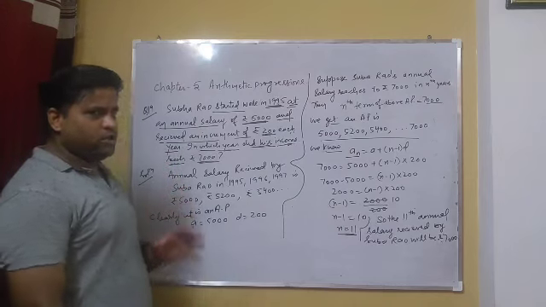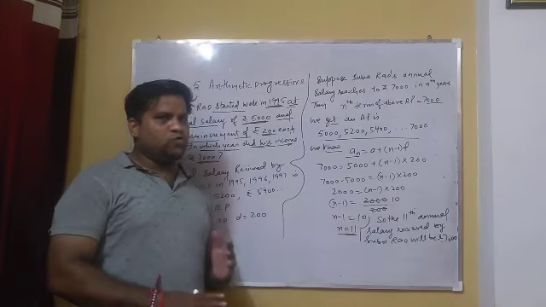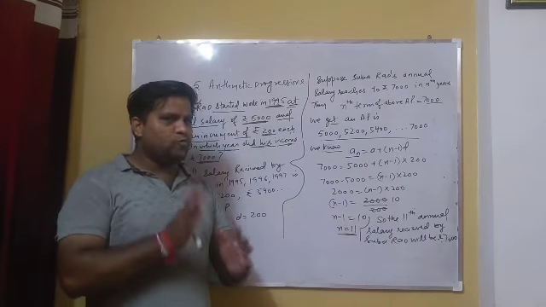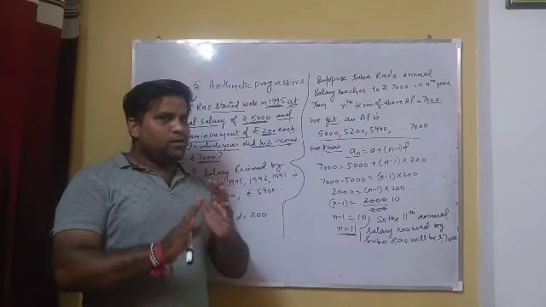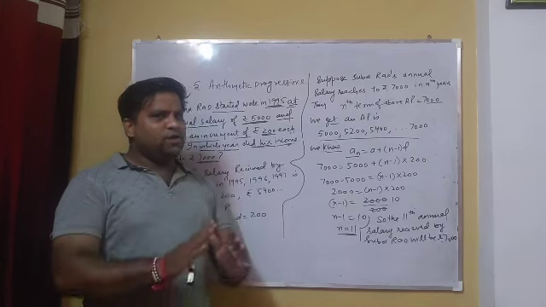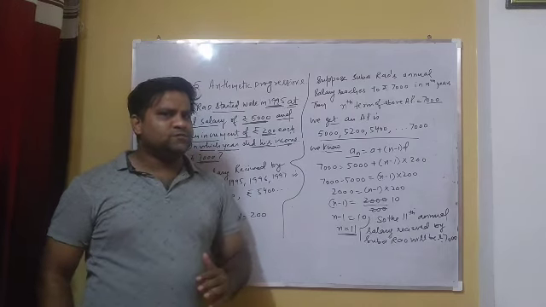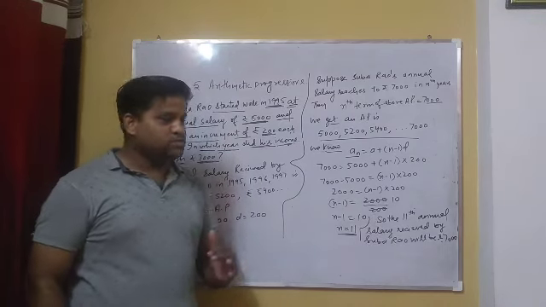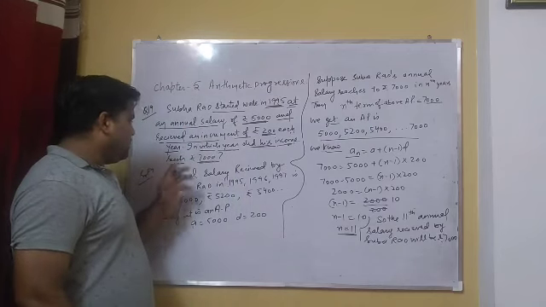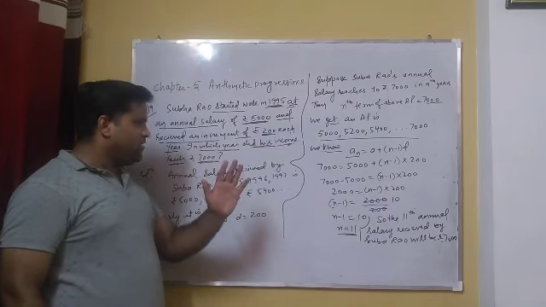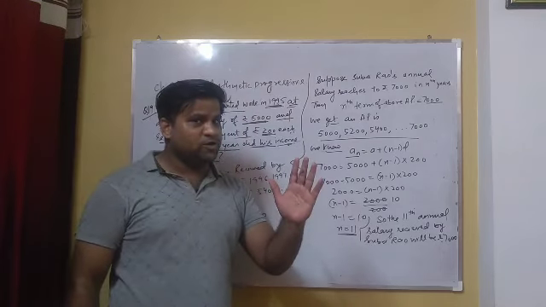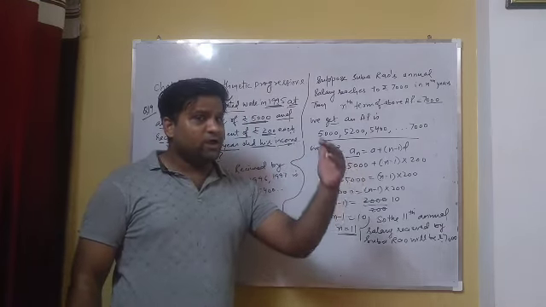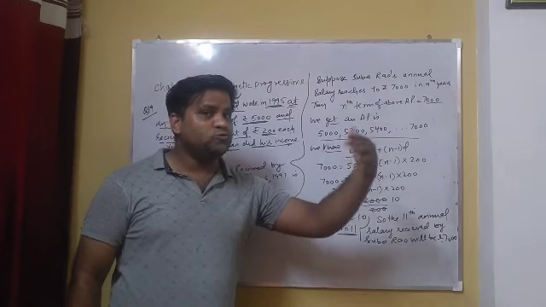Here in the question it is given that Subba Rao was getting an annual salary of rupees 5,000 in 1995 and every year he got an increment of rupees 200. So it means in 1995 his salary was 5,000, in 1996 his salary was 5,200, in 97 it was 5,400 and so on.